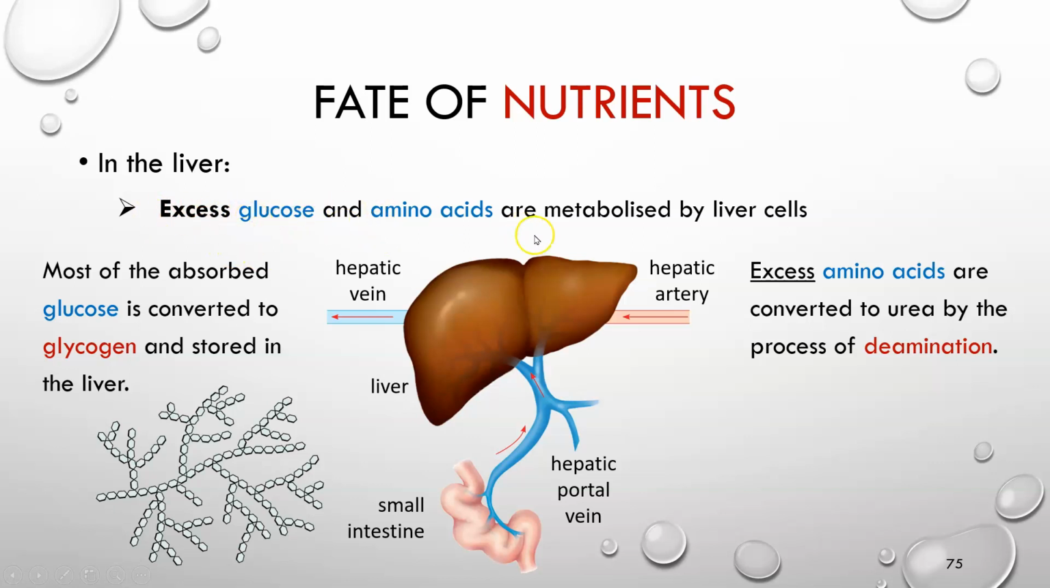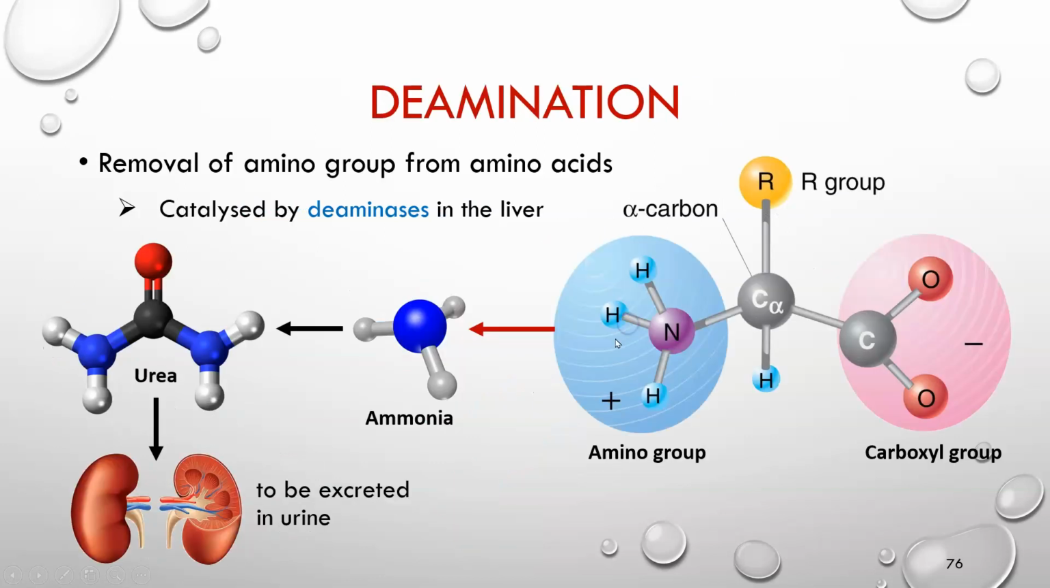So excess amino acids are converted to urea by the process of deamination, and this also happens in the liver. So what is deamination? This is the removal of an amino group from the amino acids. Okay, and this is happening in the liver.